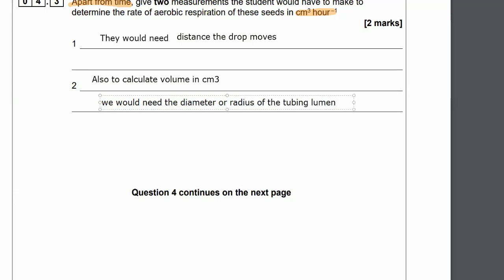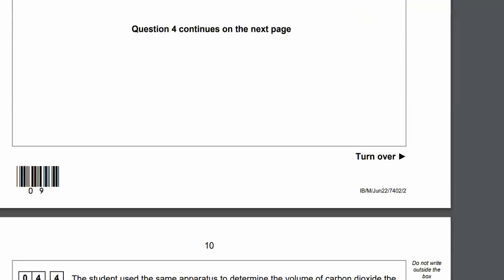So always look at the units, always use your highlighter because that can have the answers in it right there. So we need the diameter or radius of the tube, the lumen of the tube, and the distance that the liquid has moved. Then we can work out the volume of gas produced or absorbed per hour. Awesome. Let's move on.